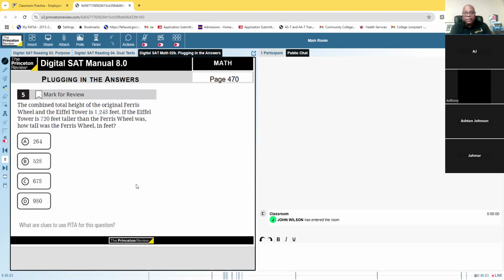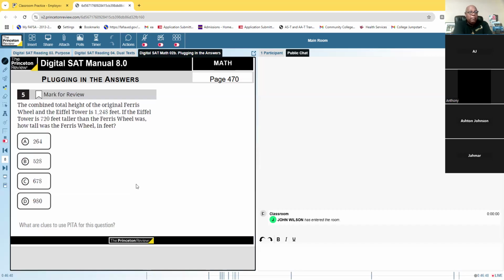Hey, by the way, Ashton, what's the combined height of the Ferris wheel and the Eiffel Tower? According to this, what's the combined height if you add the heights of each together? Read the first sentence again. It's 1,248 feet. Did y'all see what I just did? These creeps at the SAT have learned how to write sentences where you read them and you really don't see them. That's what fools everybody on this kind of problem.